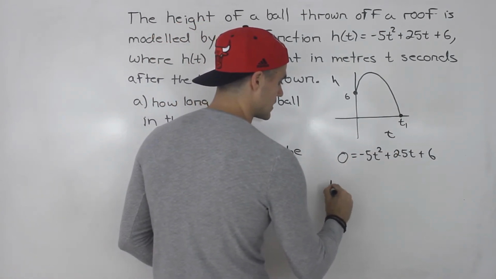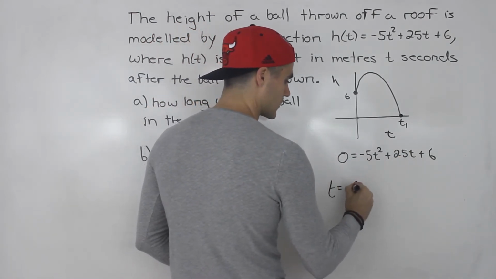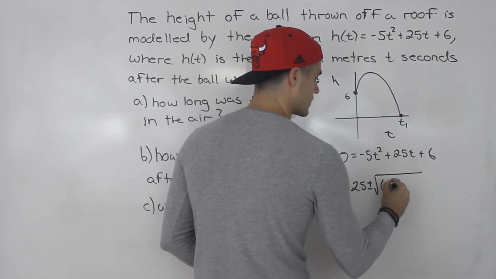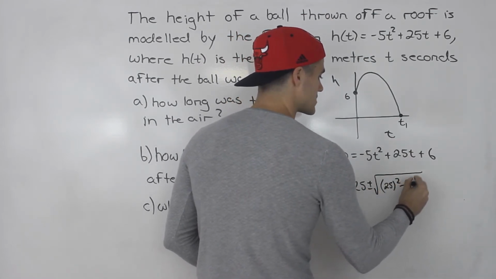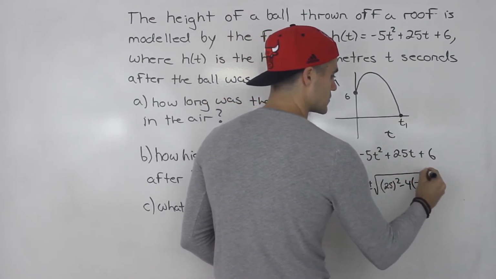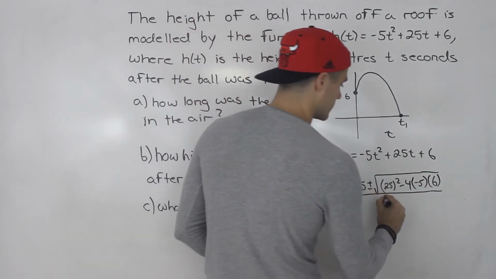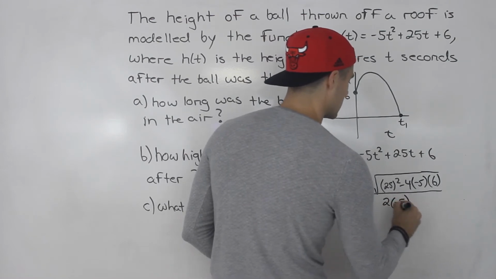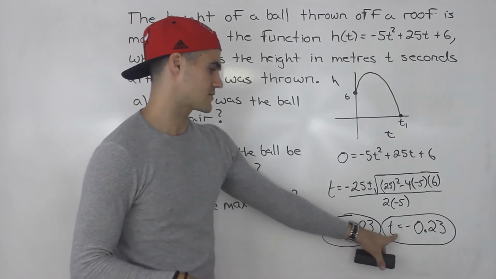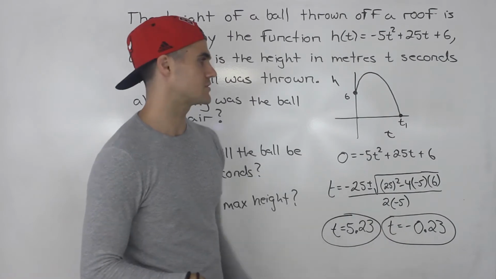So basically, t would equal negative b. The b value is 25. So negative 25 plus or minus the square root of b squared, so we'll have 25 squared minus 4 times a, which is negative 5, times c, which is positive 6, all over 2a, so 2 times negative 5. And when you do that calculation with the quadratic formula, you'll get these two answers here. So t is equal to 5.23, or t is equal to -0.23.